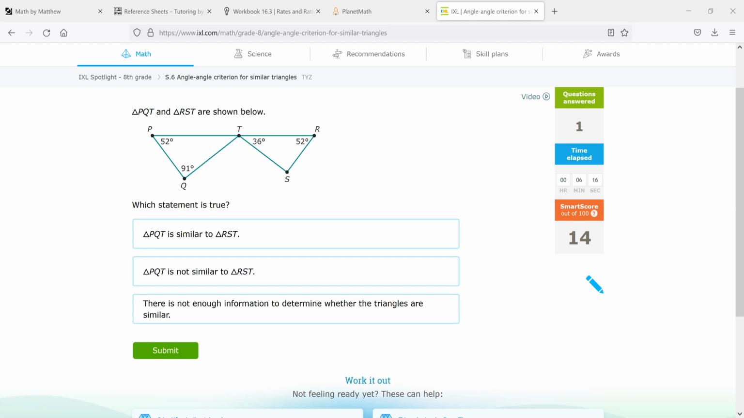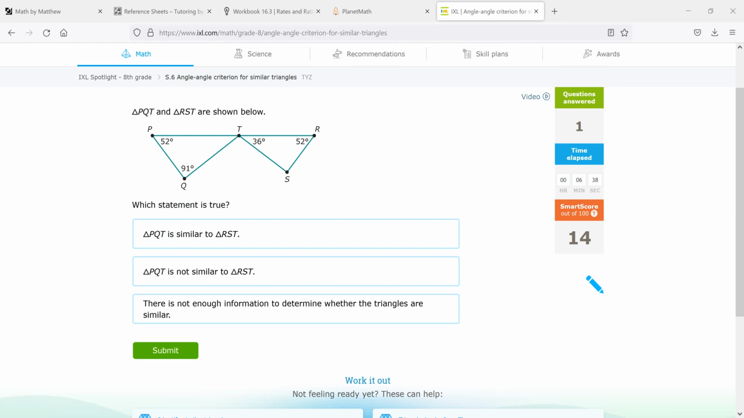Is that the same as this angle right here? Are these the same? They're the same if the angle measure is the same. But are they the same? No, they're not.